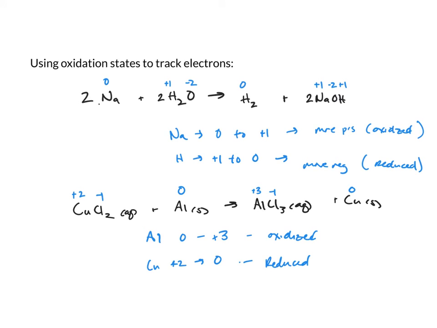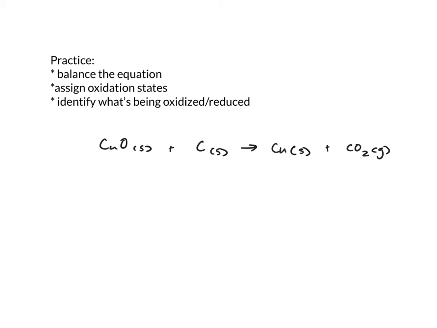All right? Let's give one a try. So try this one. Pause the video. What I want you to do is balance this equation for the smelting of copper, assign oxidation states to all species, and then identify what's being oxidized and what's being reduced. Hit play when you're ready to see the answer.